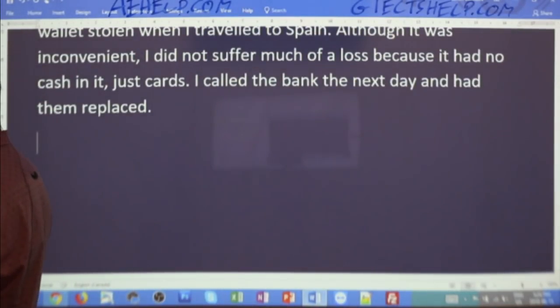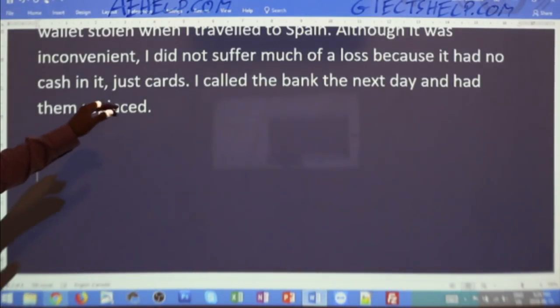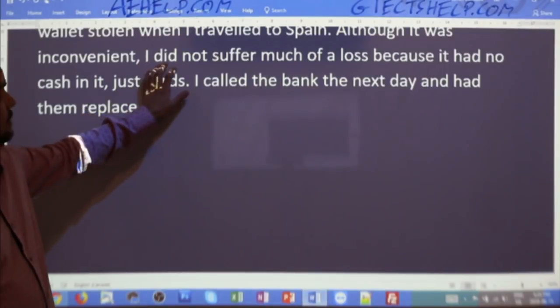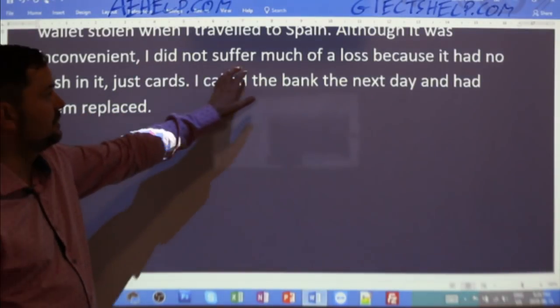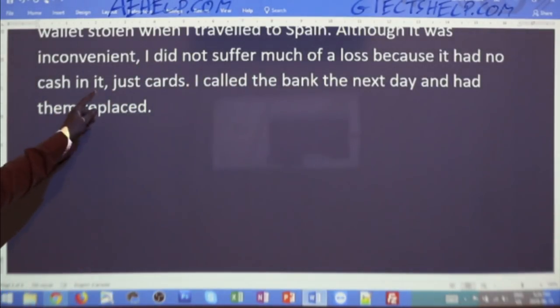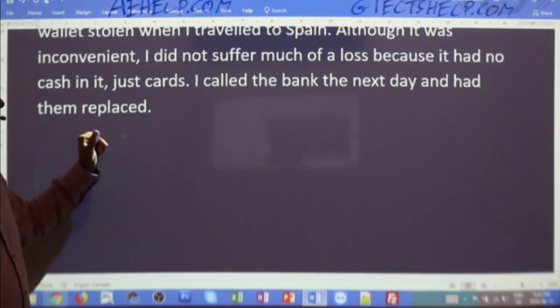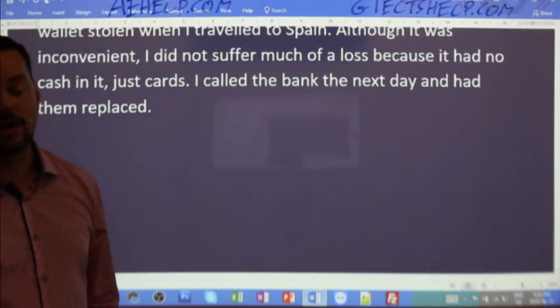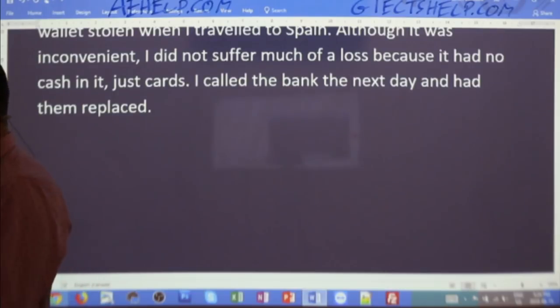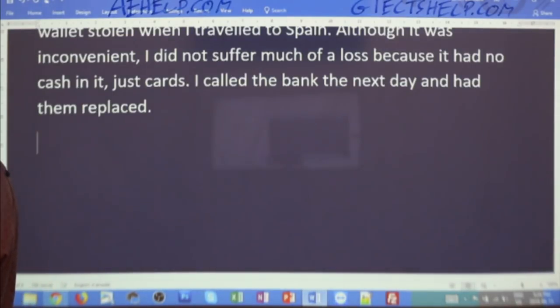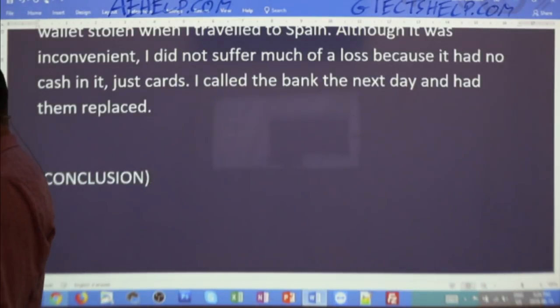Here, we have the conclusion. Just before I do the conclusion, notice here that I did refer to cash again. So I did not suffer much of a loss because it had no cash in it, right? Really painful to lose a wallet that's got a whole bunch of paper money in it. Okay, and then we go to our conclusion paragraph. And the conclusion starts with a restatement of key points.